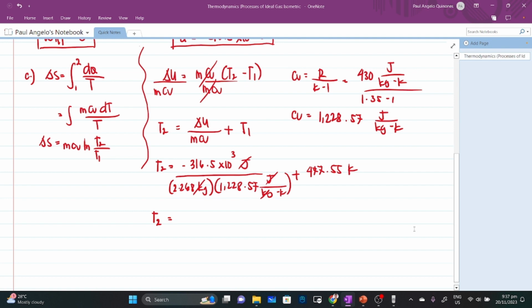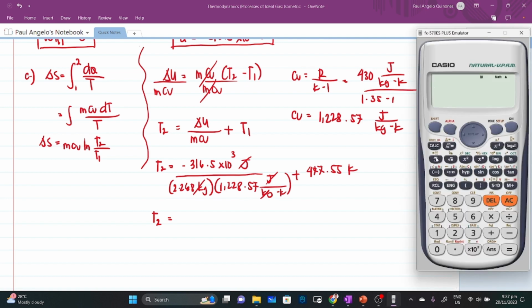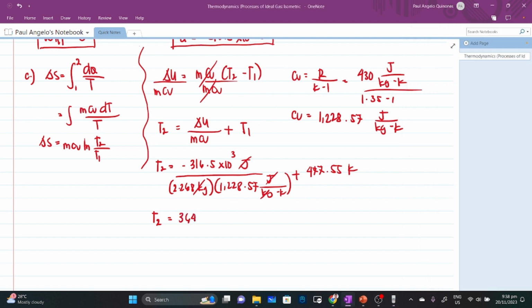So therefore, T sub 2 is equal to negative 316.5 kilojoules divided by (2.268 times 1228.57) plus 477.55, so this is 364.141 Kelvin. Okay, so now we have T sub 2.